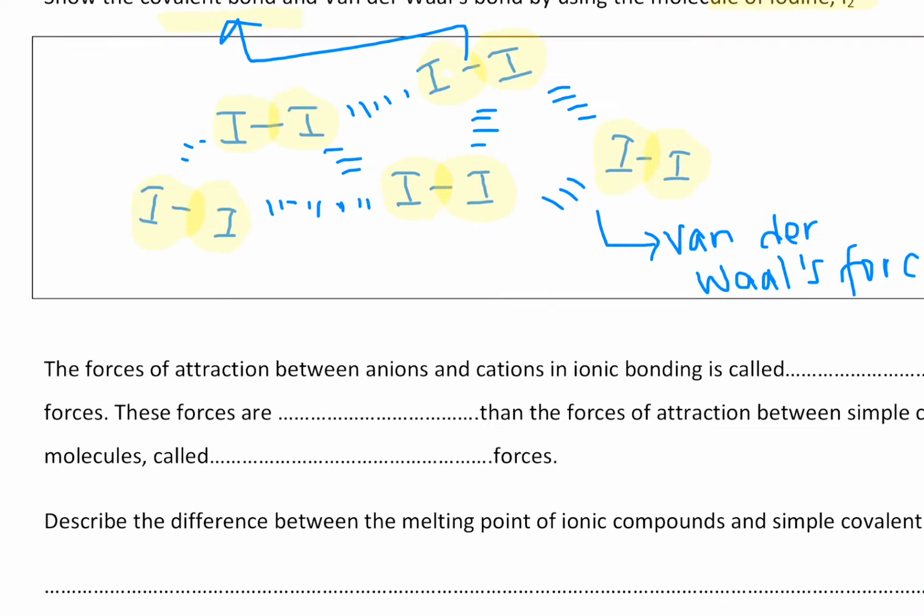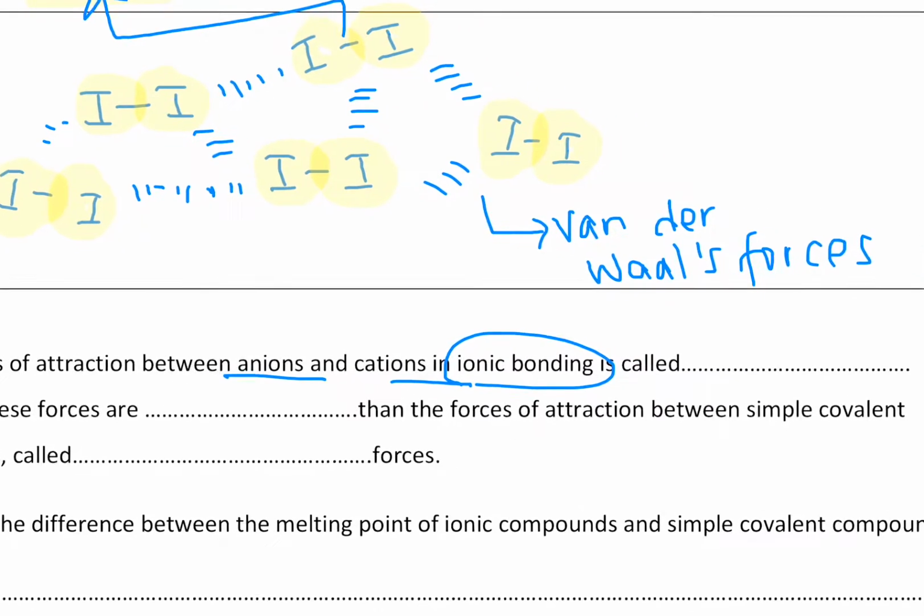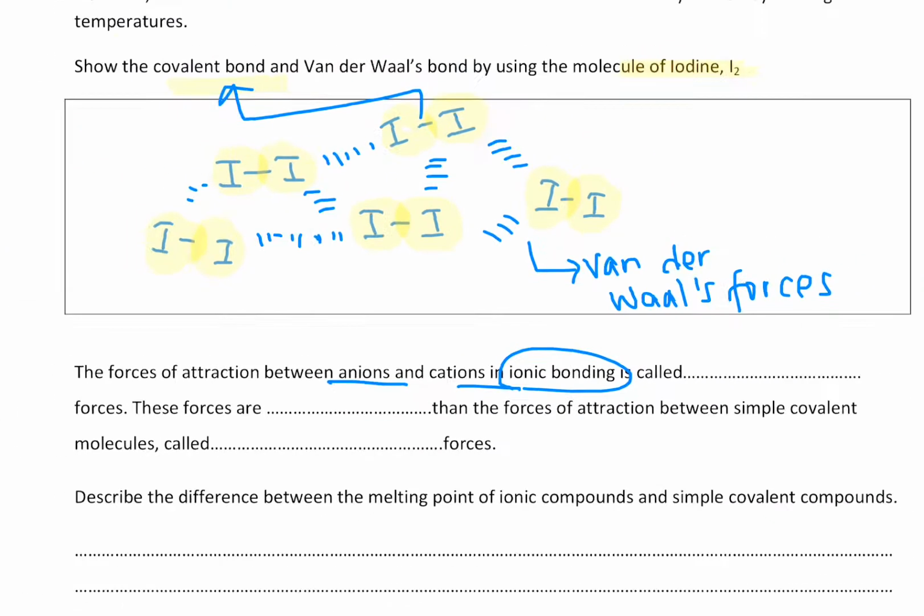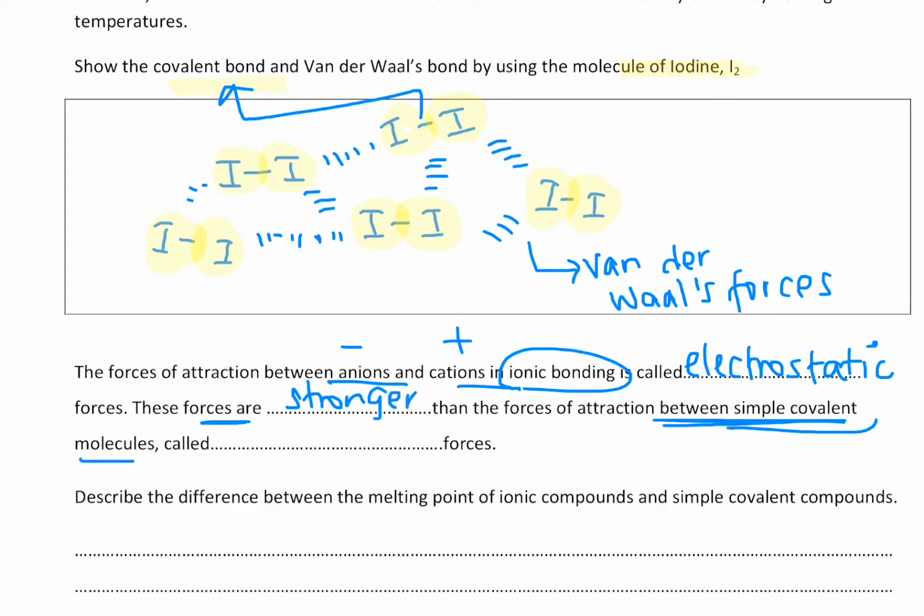So the force of attraction between anions and cations in an ionic bond is called electrostatic forces. Anions are negative, cations are positive. It's called electrostatic forces, and these forces are much stronger than those present in simple covalent molecules. And in simple covalent molecules, you have the van der Waals forces.